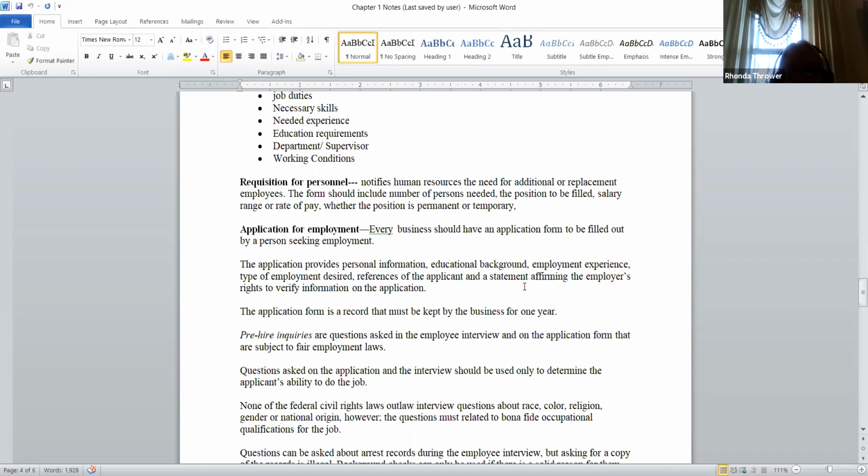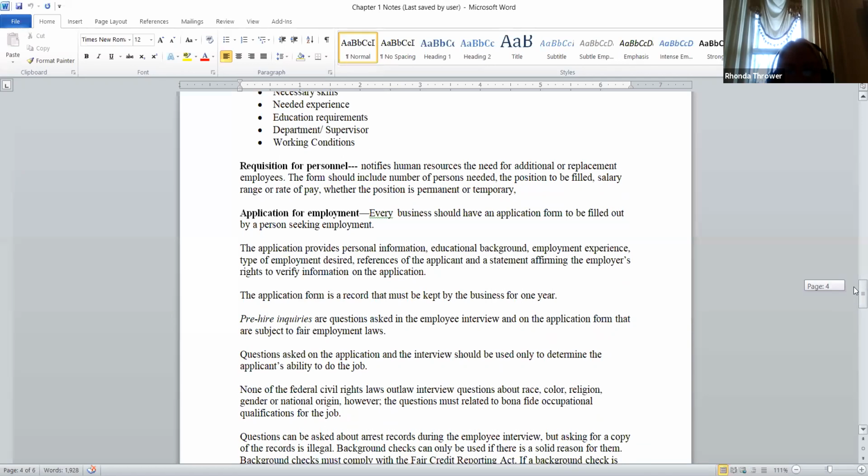And usually there's some type of statement on the application that affirms that the employer has a right to verify information on the application. Applications are records that have to be kept by the business. They have to be kept on file for 1 year.